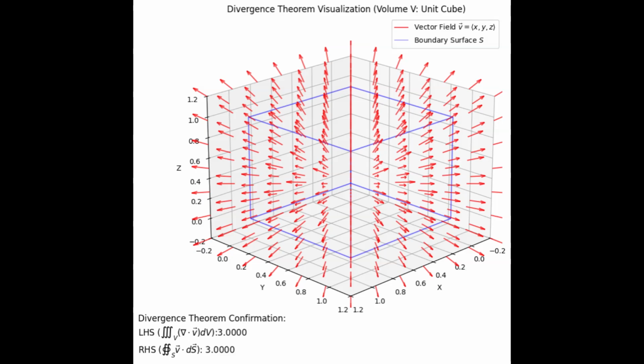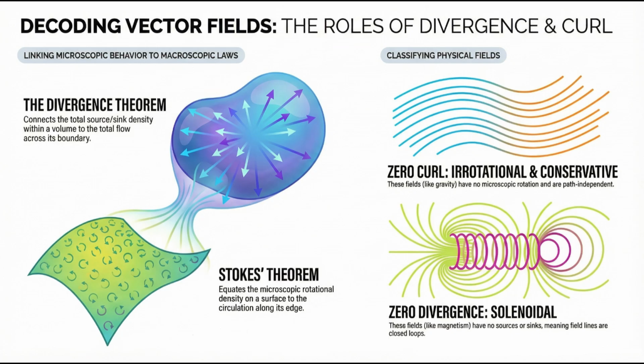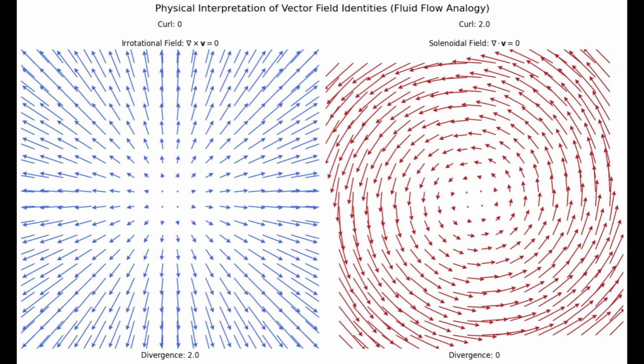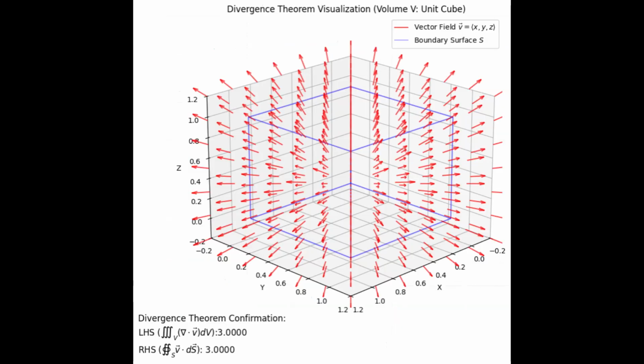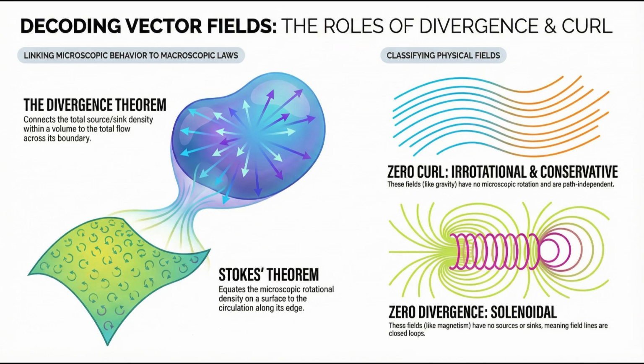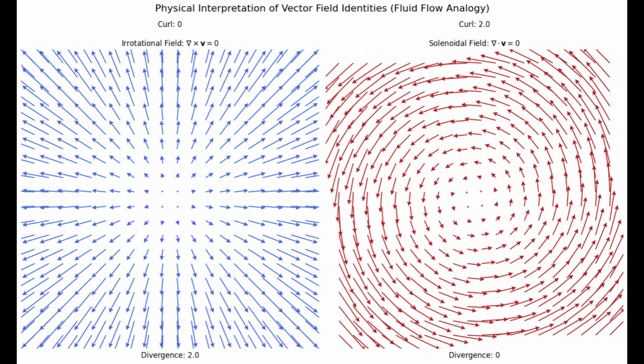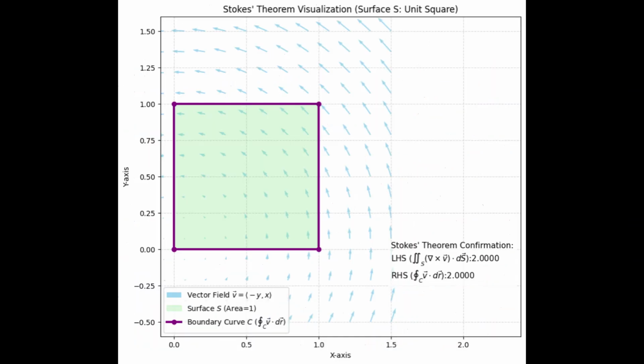Second, these operators act like a bridge, linking what's happening at a single point to the whole big picture. The divergence theorem, for instance, tells us that the total amount of a source or sink inside a volume, that's what we call divergence, has to exactly match the total flow or flux escaping through its boundary. In the same way, Stokes' Theorem connects all the microscopic rotational spin, the curl, over a surface to the total circulation you'd measure along the edge of that boundary.